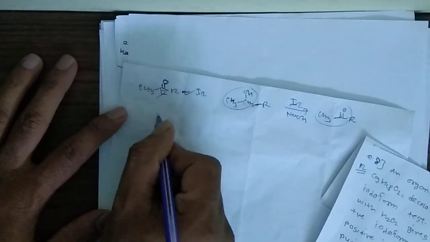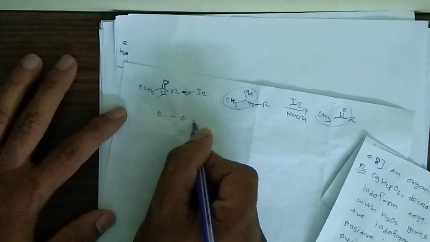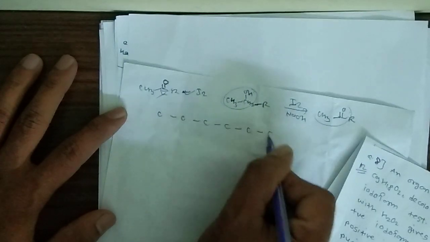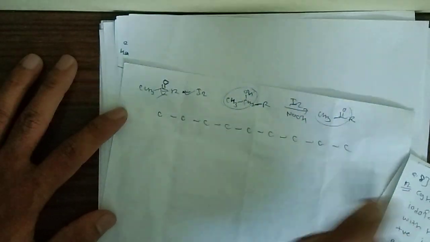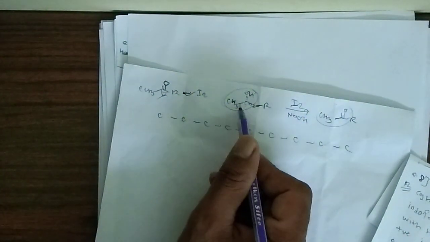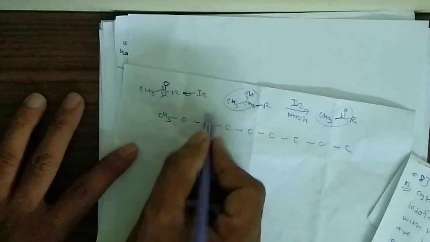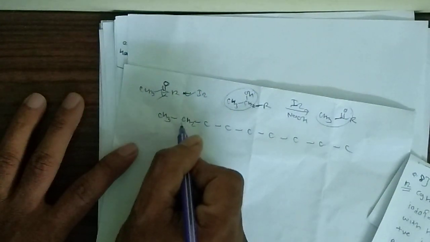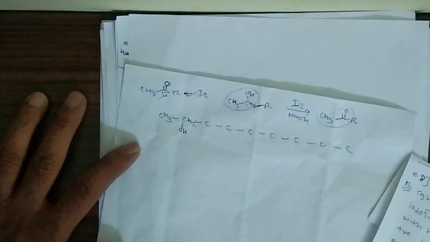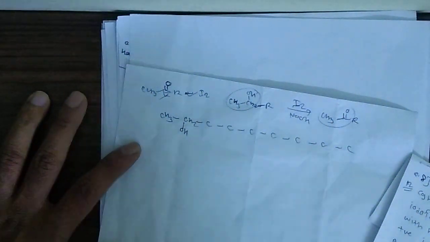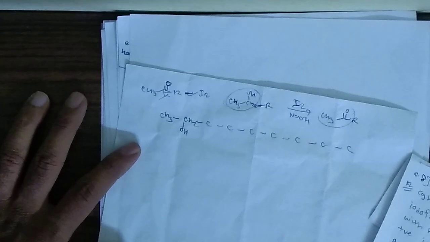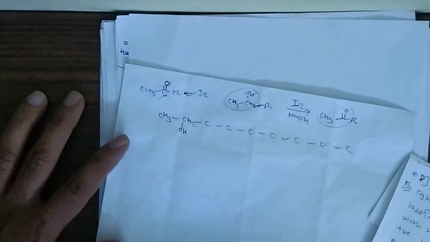First draw 9 carbons: 1 2 3 4 5 6 7 8 9. So one group should be like that. I am writing here CH3, here CH2, and here one OH. One group is formed like that. Then what about the next? One oxygen is also consumed there.